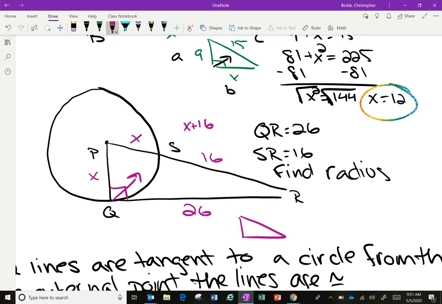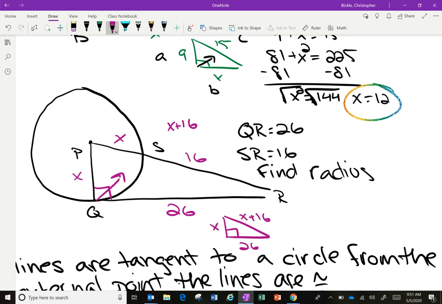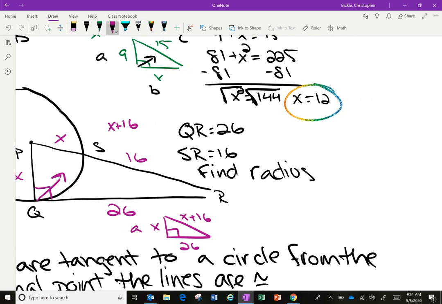So I like to redraw the triangles if I can. 26, x plus 16, and x. We've got extra variables in there, but it shouldn't be the end of the world, okay? So we're going to set this one up the same way we did the last one. So it's a squared plus b squared equals c squared. So I want x squared plus 26 squared equals, don't forget when you guys have a variable in there, that's a quantity. So that's x plus 16 squared that way, okay? So we're going to have to multiply that out, but it's the same idea as the last one. We're still using Pythagorean theorem. We're still using the same ideas.